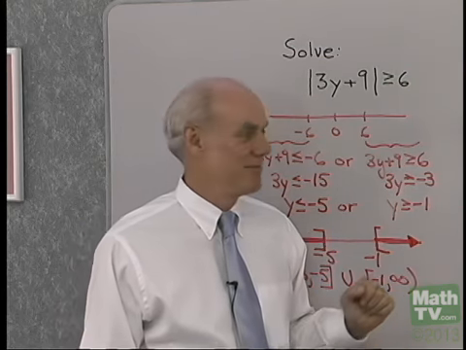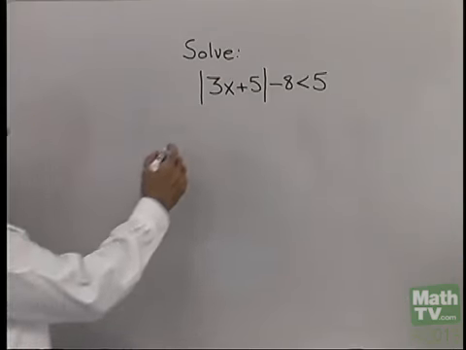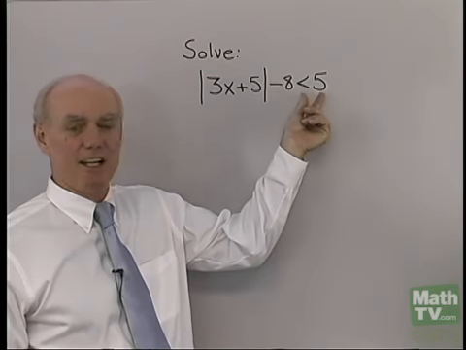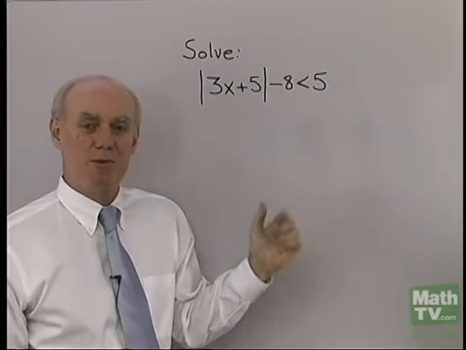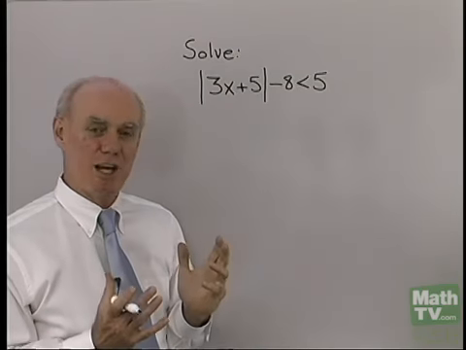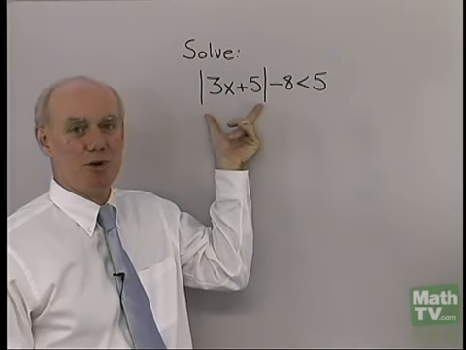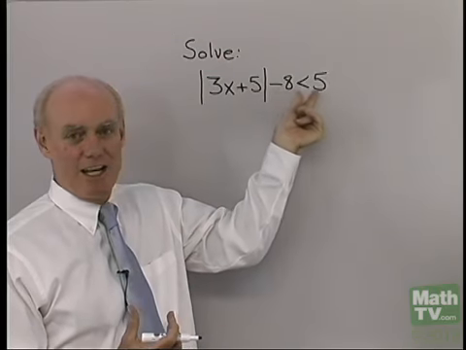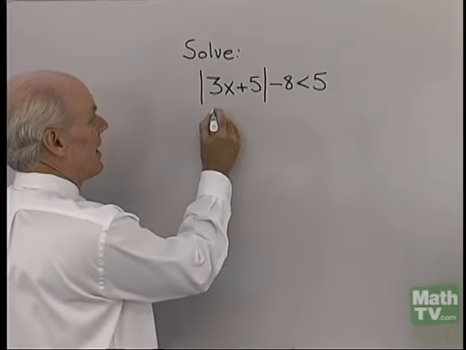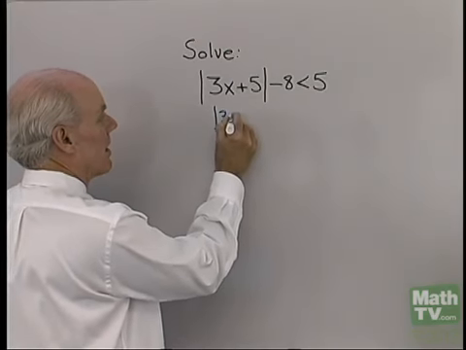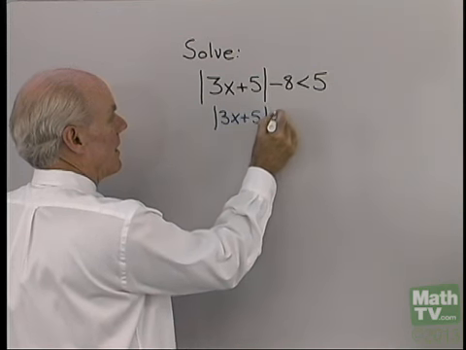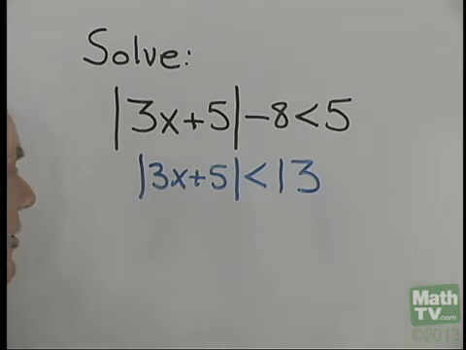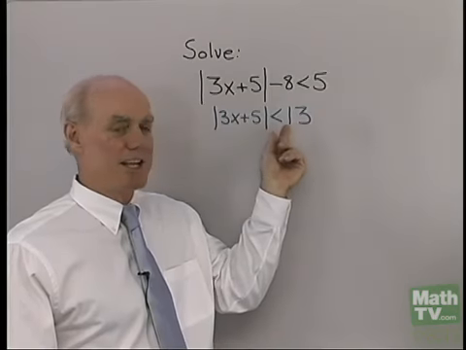Let's look at another problem. In this case, we want to solve the absolute value of 3x plus 5 minus 8 less than 5. I want to do the same kind of reasoning I did on the last problem, but to do that, I need to isolate my absolute value symbol over here by itself on the left side of this inequality. So I'm going to start by adding 8 to both sides. When I do that, I have the absolute value of 3x plus 5 is less than 8 plus 5, which is 13. So now the absolute value of 3x plus 5 is less than 13.